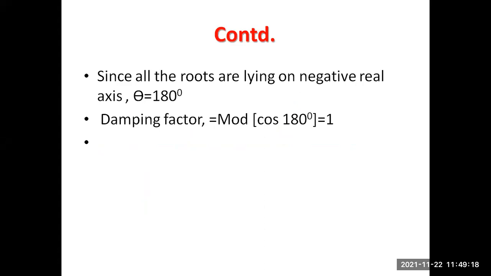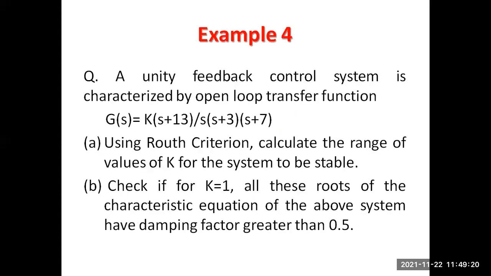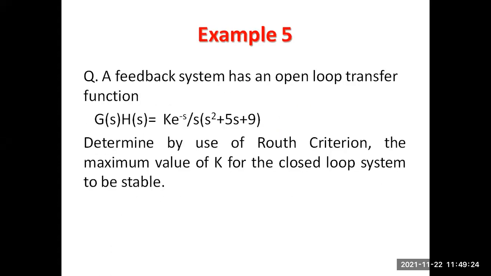Any difficulty? Okay, fine. Next example, a feedback system has an open loop transfer function G(s)H(s) equal to K into e to the power minus s by s into s square plus 5s plus 9. Determine by use of Routh criteria the maximum value of K for the closed loop system to be stable. So we need to calculate what should be the value of K.